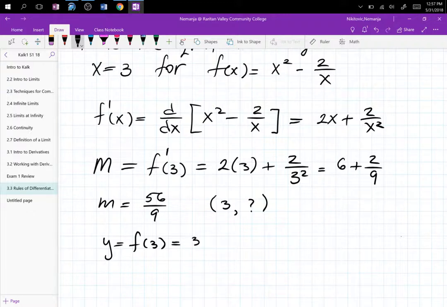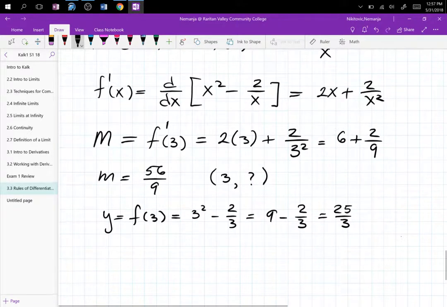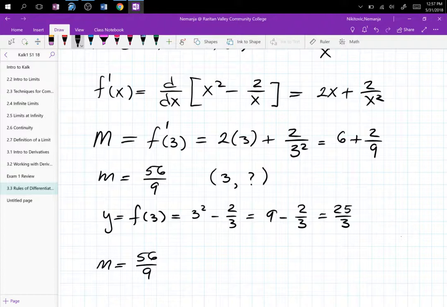So that's going to be 3 squared minus 2/3, which is 9 minus 2/3, and that's 25 over 3, right? When you find the common denominator, 9 times 3 is 27, minus 2 is 25. So we get this. Great. So now I have that the slope is 56 over 9, and the point is 3 and 25 over 3. Who picked these numbers?